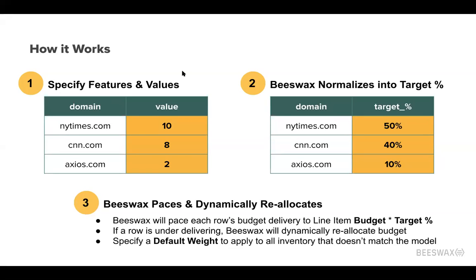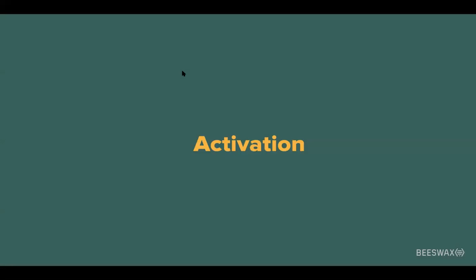It's also worth noting that when you set up a delivery model through the Buzz workflow, you also set up a default weight, which is similar to like a default bid price that we have on bid models, where if one of the rows don't match, then the default weight is what applies. So it's kind of a catch-all weight for all inventory that is not expressed in the model. So that's a bit more detail about how it works.